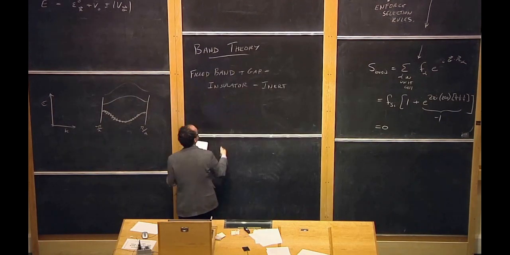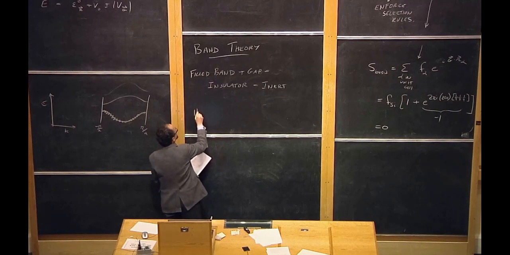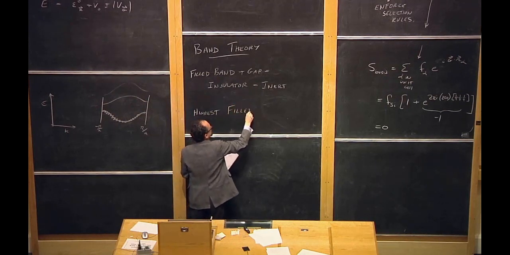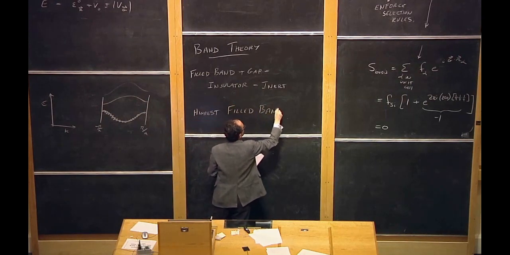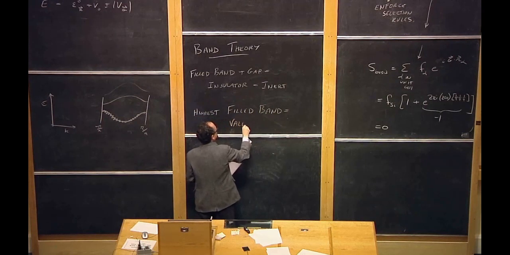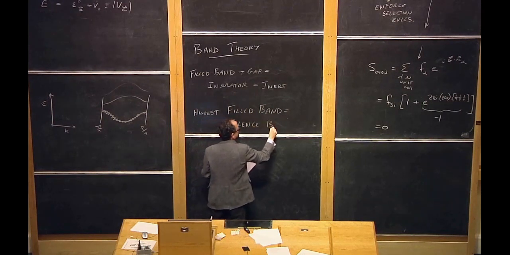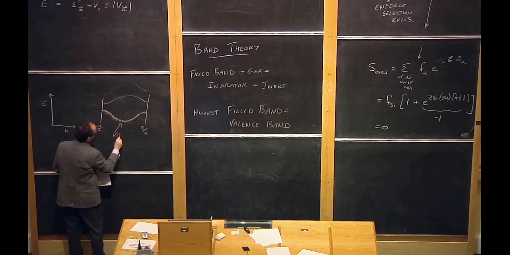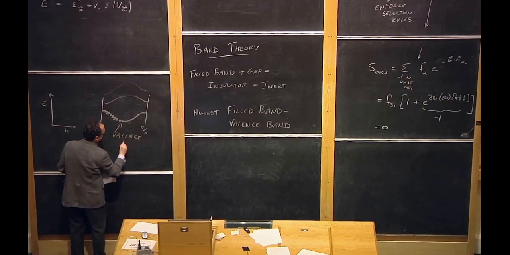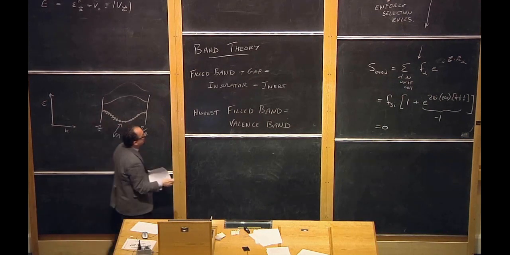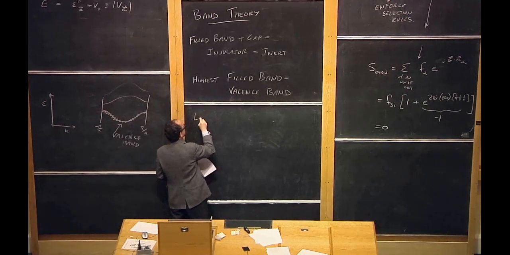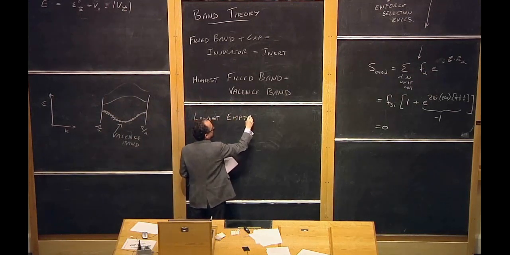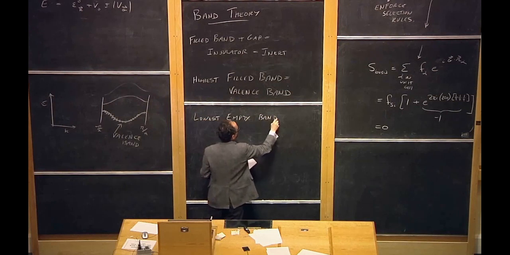A little bit of nomenclature which is useful is the highest filled band is usually called the valence band. So here, this would be the valence band. And the lowest empty band is known as the conduction band.